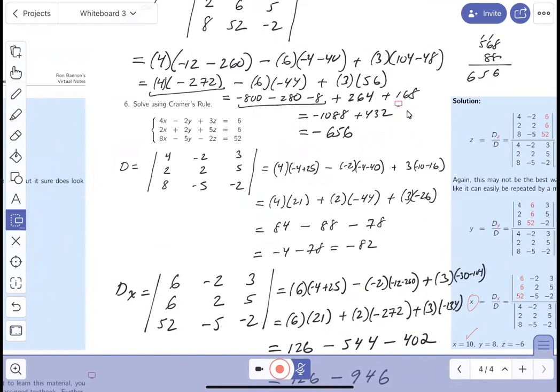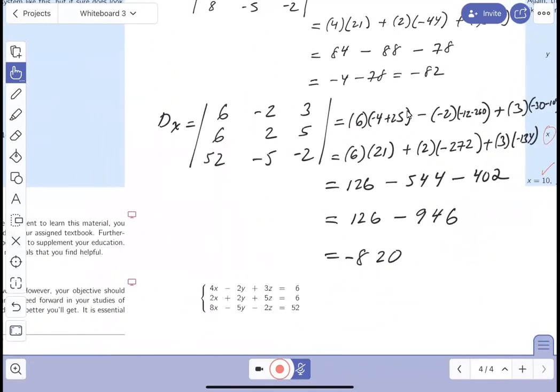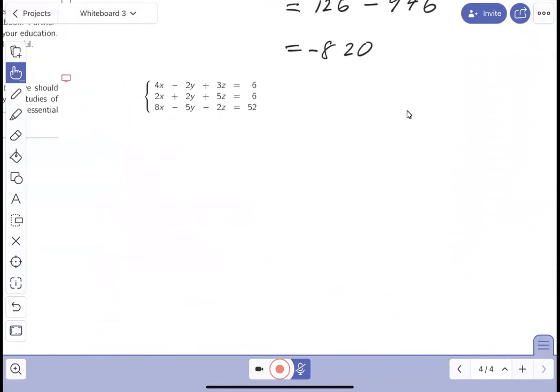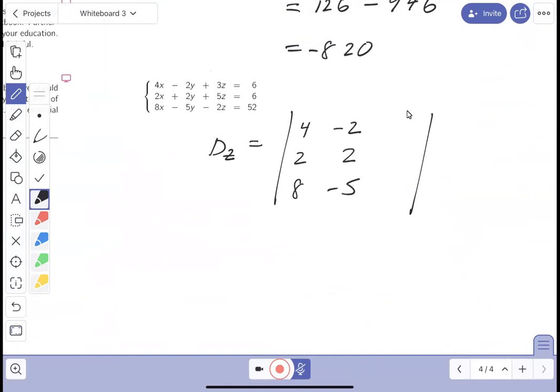If you're going to program something, I would say probably you should be using it. Let me just push this up a little tiny bit. I'm going to do DZ now. Whoops, go back to black ink. And we'll check it. 4, 2, 8, minus 2, 2, minus 5. See if I copied them right. 4, 2, 8, minus 2, 2, minus 5. And what goes in the Z column now? The constants, 6, 6, 52.